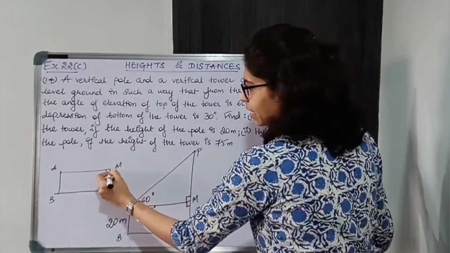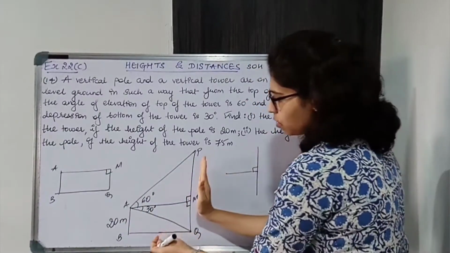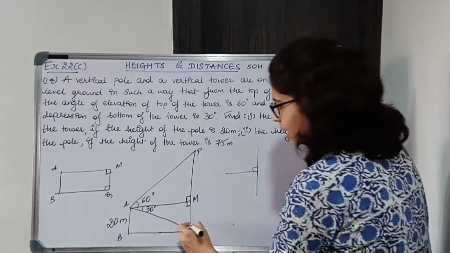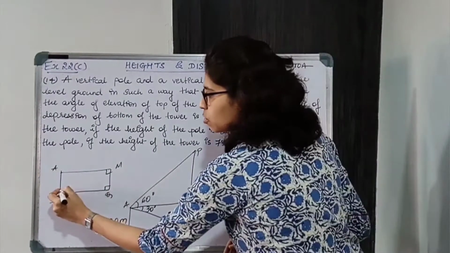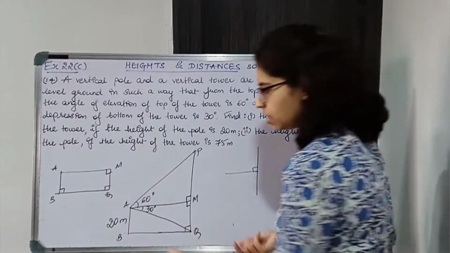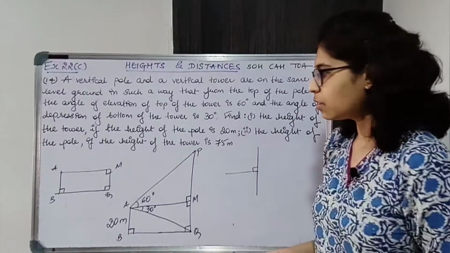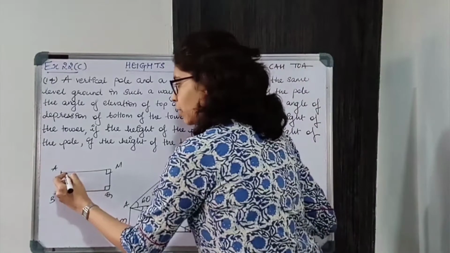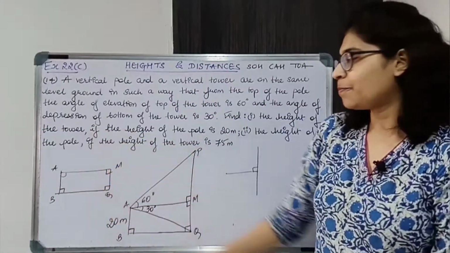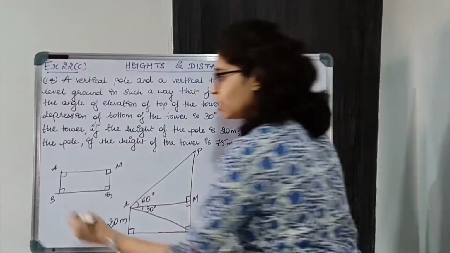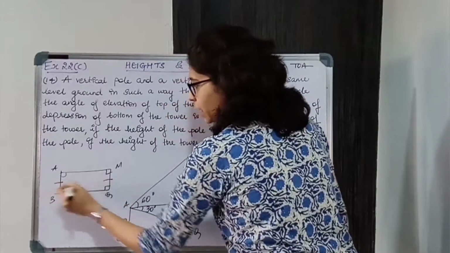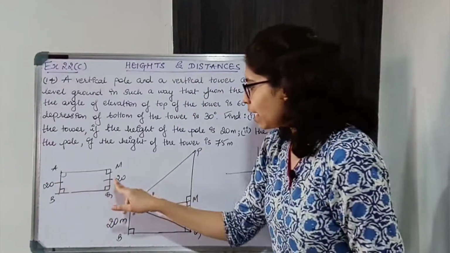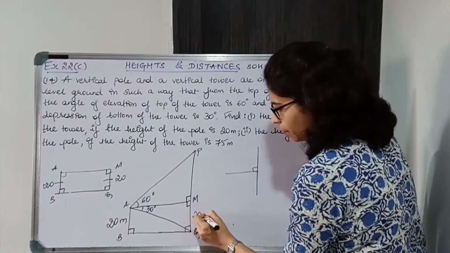Why? Because this is a right angle. We know this and this. This is vertical, this is horizontal. So what is the angle? It is 90 degrees. So this entire angle is 90 degrees. This is also 90 degrees. This is vertical, this is horizontal. So the pole forms 90 degrees with the ground. Three angles are 90, so automatically the fourth angle will be 90 degrees, since the sum of all angles of a quadrilateral is 360. So therefore this is a rectangle. Now opposite sides are equal. So if AB is 20, then MQ will also be 20. Okay, so we got MQ, this is 20.